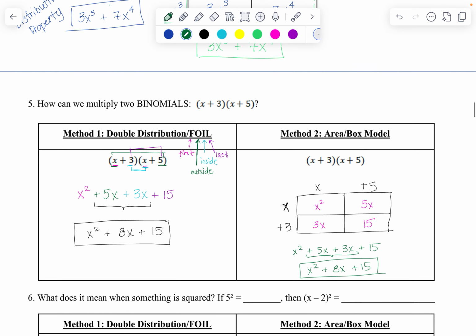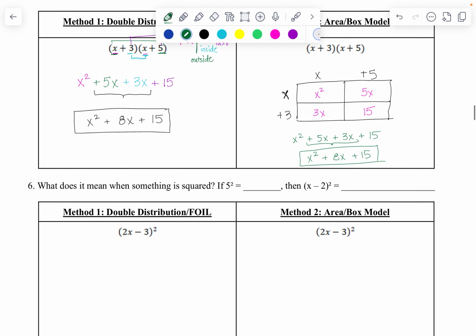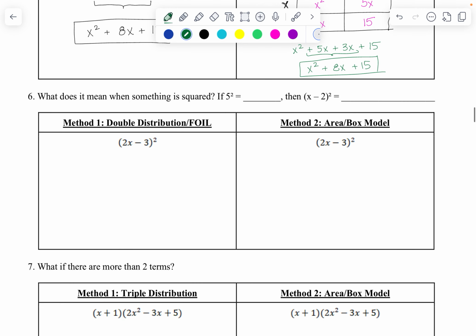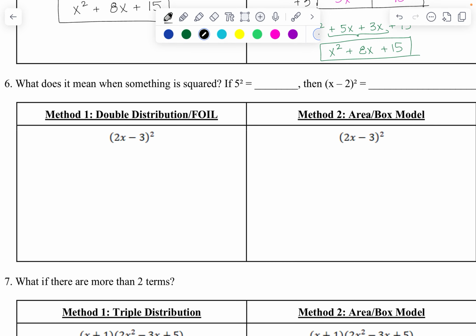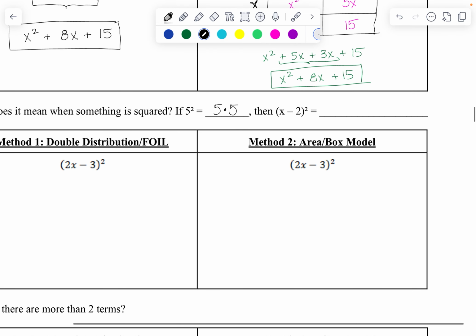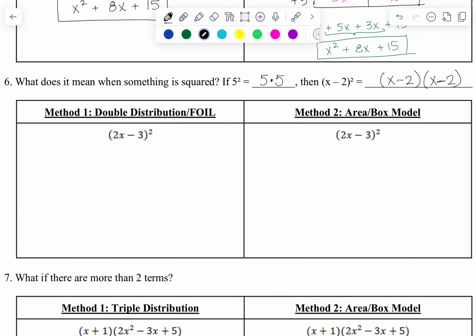Okay, so here's what I'm going to have you do. The bell has rung. I will continue this in another video. However, I need you to try this one, number 6. What does it mean when something is squared? You're going to take 5 squared and break it down to 5 times 5. That's what it means. 5 times 5 is 5 squared. So if that's what that means, then imagine what x minus 2 quantity squared means. x minus 2 times itself. Okay, so keep that in mind when doing this problem on number 6.